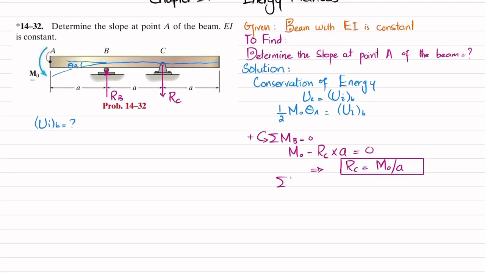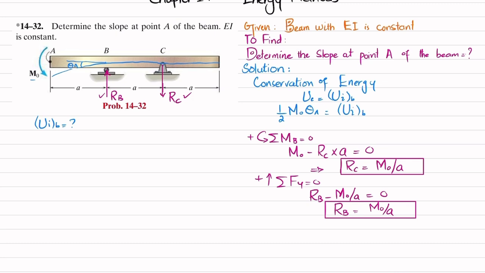Now we'll find RB by using the sum of all forces along the y direction must be equal to 0, and upward force is taken as positive. So you can see RB is upward minus RC, which is M naught by A, and their sum must be equal to 0. So from here RB will also be equal to M naught divided by A. Both values are positive, so it means that our assumed direction, that RB is upward and RC is downward, is correct.